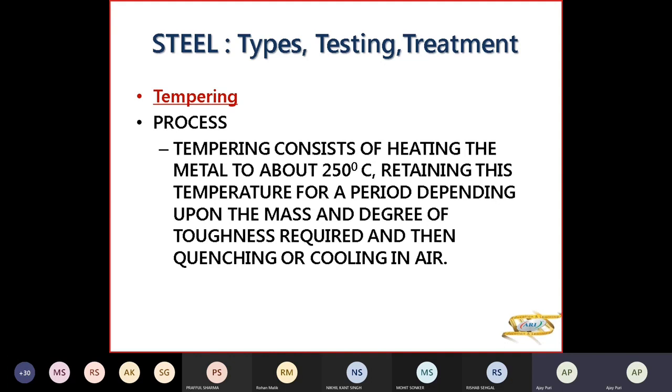So here you are heating a metal to about 250 degrees or 300 degrees, which is much below the eutectoid or recrystallization temperature, holding on that temperature for certain time, depending on the mass and degree of toughness required for that material. And either you are doing sudden cooling, which is quenching, or cooling in air.